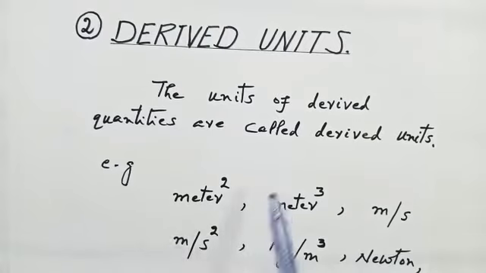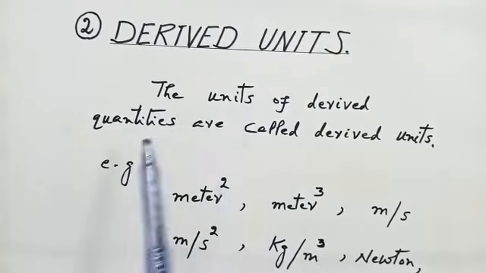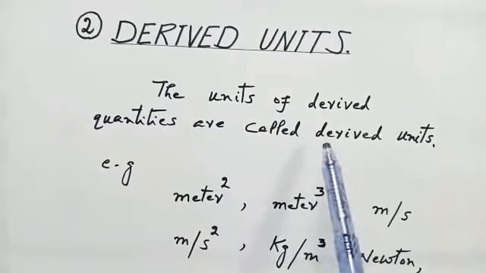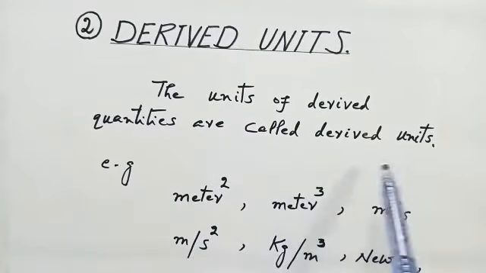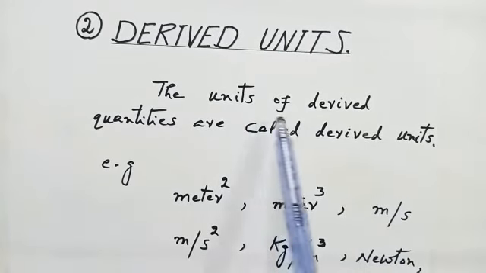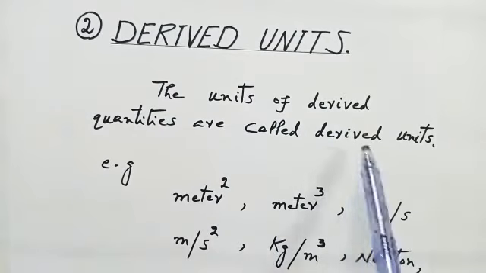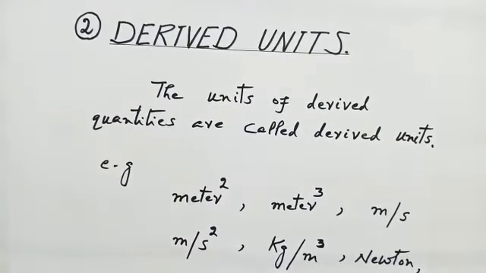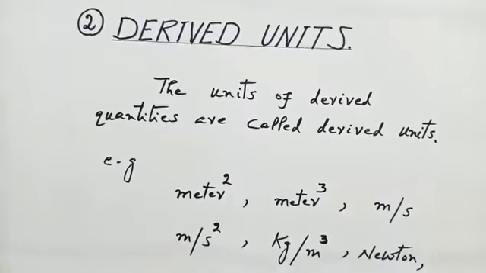Now the second type of units are the derived units. What are the derived units? The units of derived quantities are called derived units. So here are given the examples of the derived units.